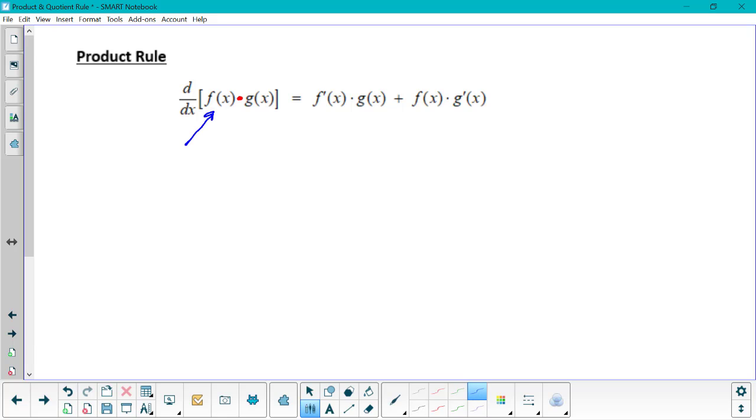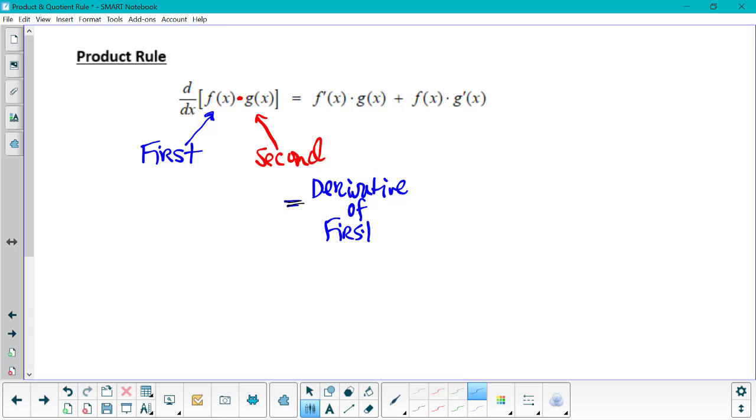And I like to refer to it as my first function and my second function. Okay, because we're not going to see any notation like f and g. We're just going to see the function, the expression itself. All right, so what is this derivative saying? Well, it's saying f prime of x. Well, my first function is f. So ultimately it's saying what's the derivative of the first function.